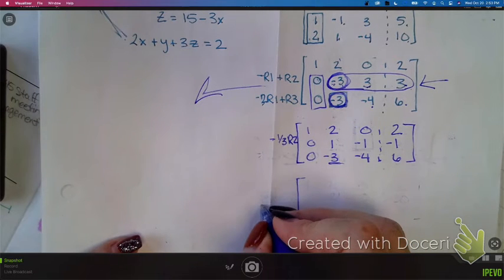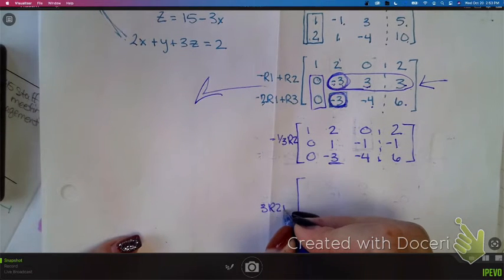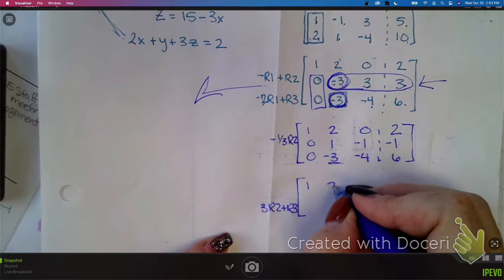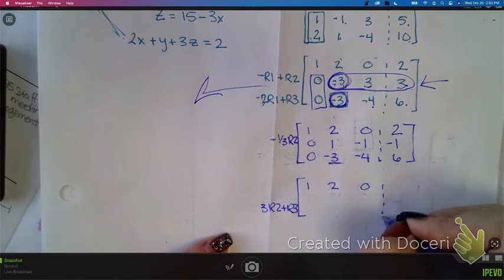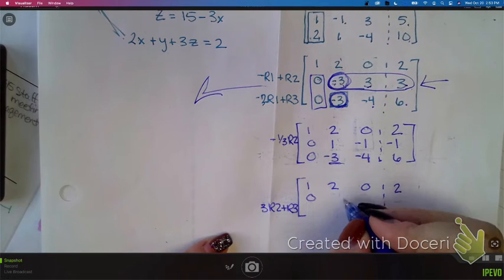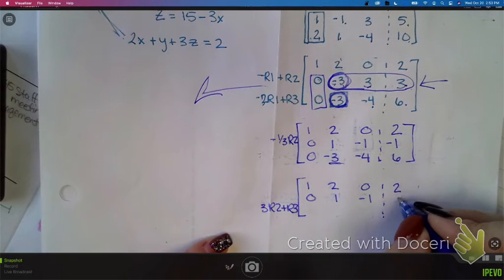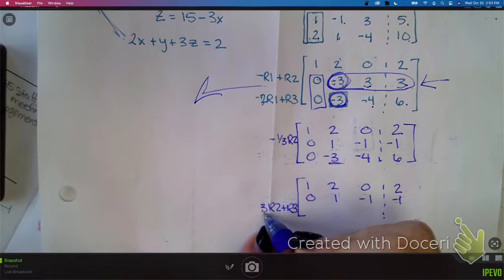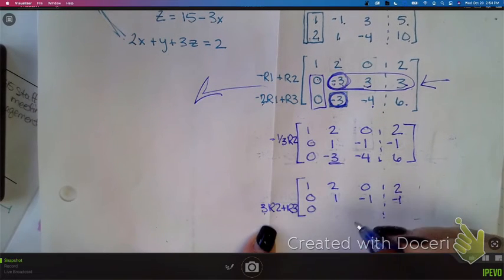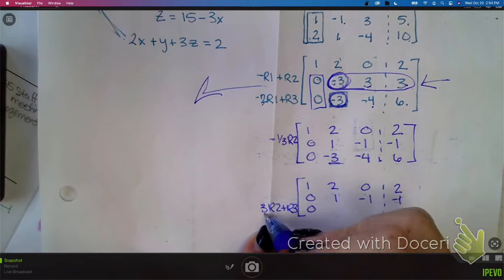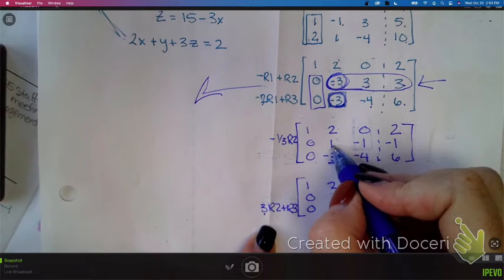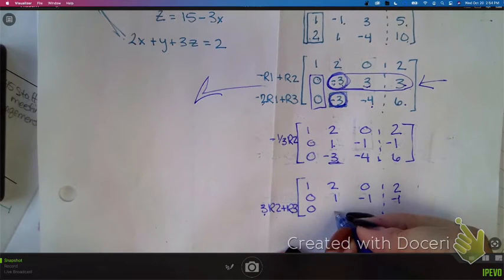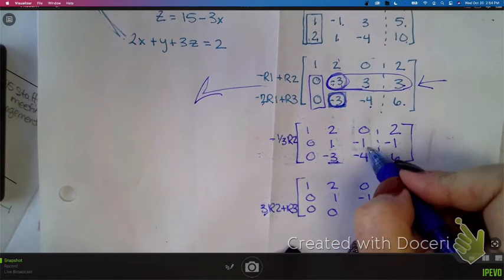So I'm going to take 3R2 plus R3. So am I going to change row 1? Nope. Am I changing row 2? Nope. So 3 and 0 is going to be what? 0. Carly, please quit messing with your watch. 3 times 1 is what? 3. Plus negative 3, 0. 3 times negative 1, negative 3.